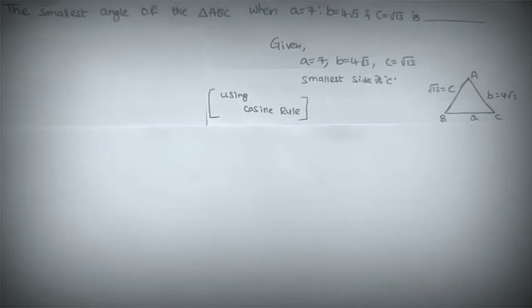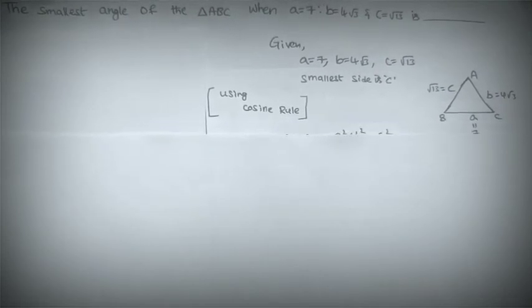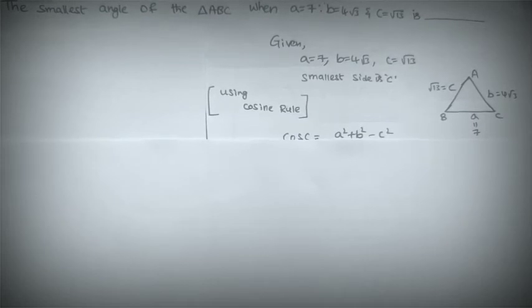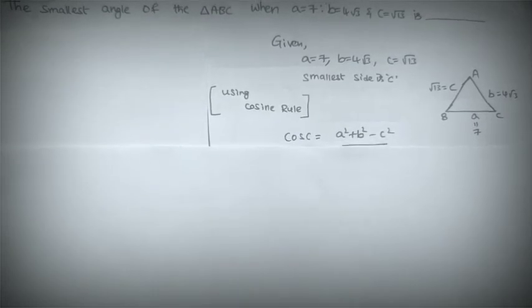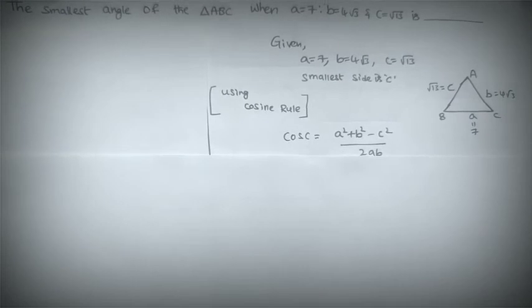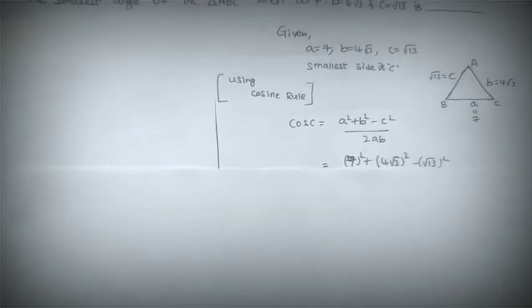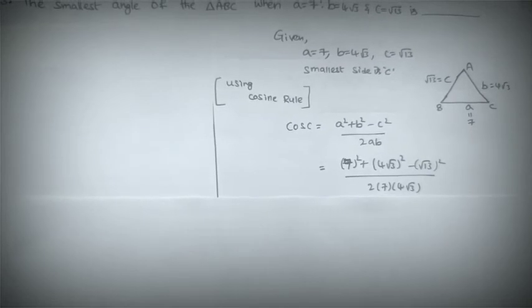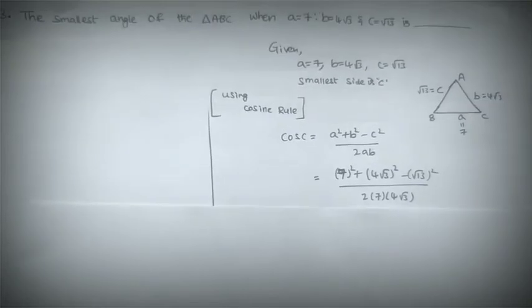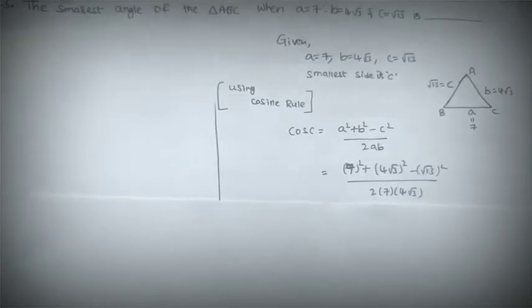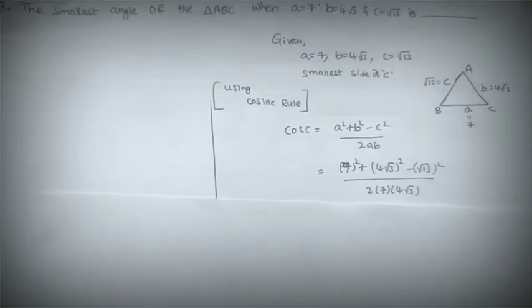So again, if you want to find the smallest side, you can just observe these values a, b, c. You will get root 13 is the smallest one. So the angle opposite it will be capital C. So I am applying the cosine rule. Cos C equals a square plus b square minus c square by 2ab. I am just applying those a, b, c values in here.